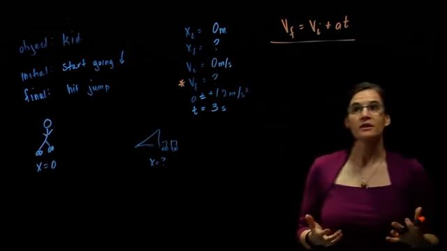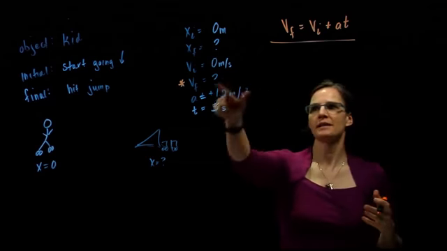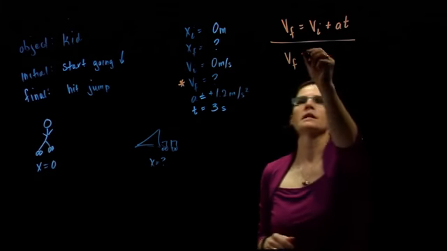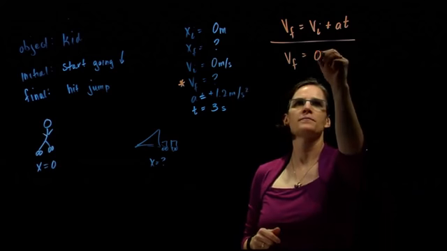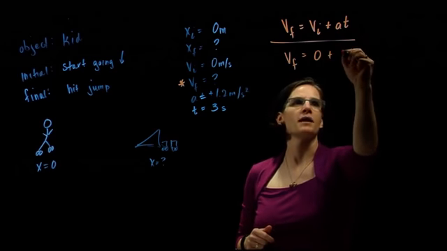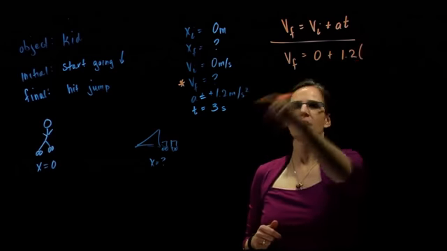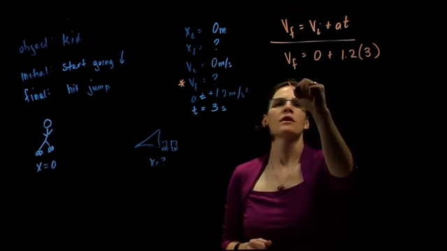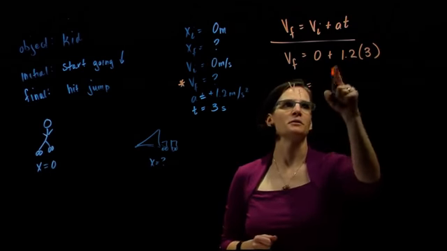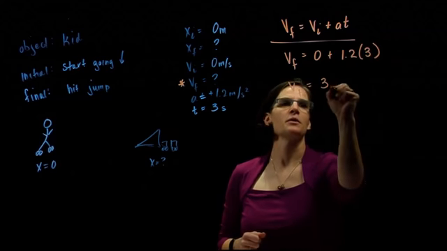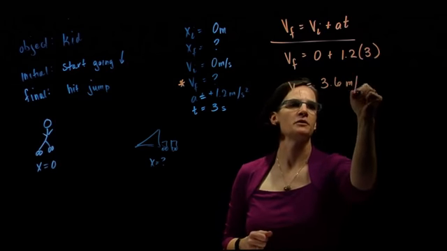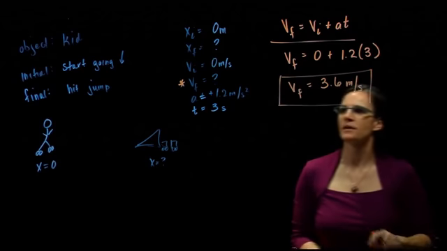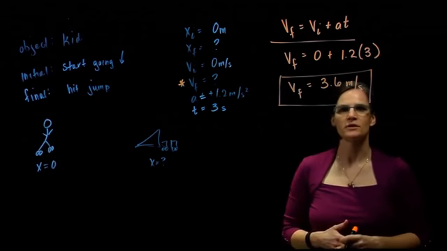So now we can look at our list and the variables that we know. Final velocity, it's a question mark. It keeps its variable. Initial velocity, 0. Acceleration is a positive 1.2. And our time is 3. So doing our quick math, our final velocity is equal to 1.2 times 3, or 3.6 meters per second. Making a nice box around it indicates that's the variable that we were solving for.